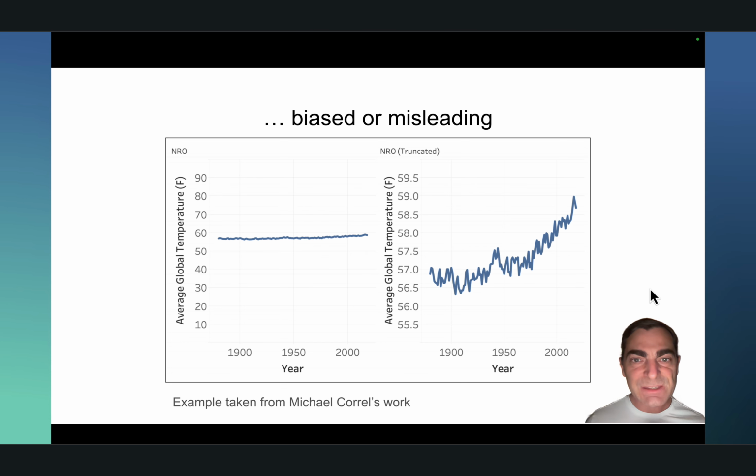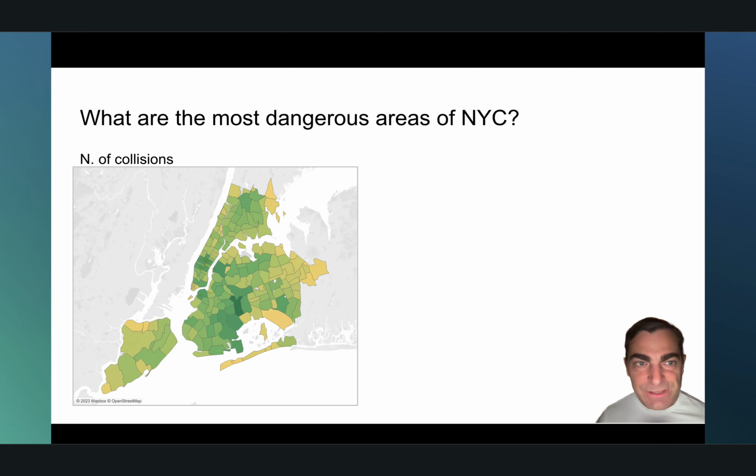Right? So this means that choices that you make when you decide to visualize data can make a really big impact on what messages are conveyed. So visualizing data one way or another is not neutral. And here is another example.